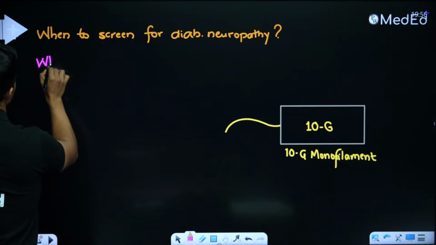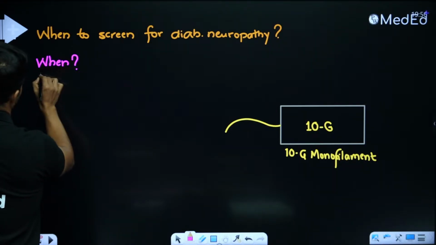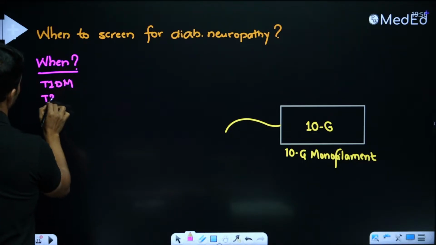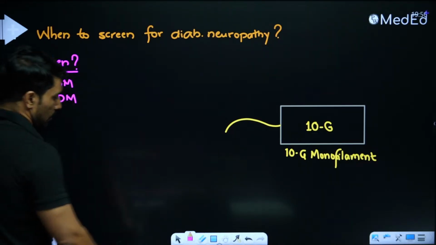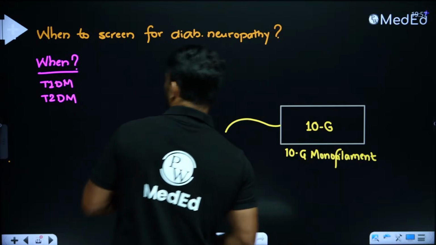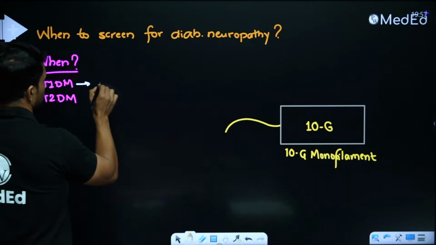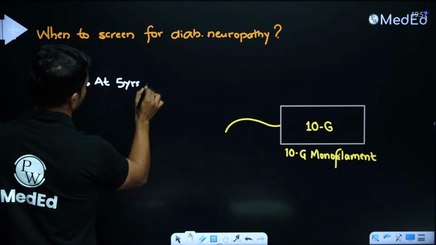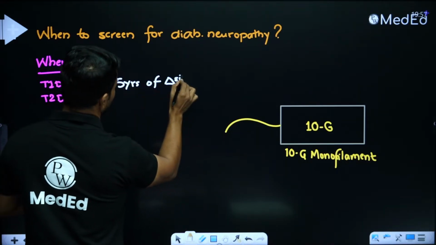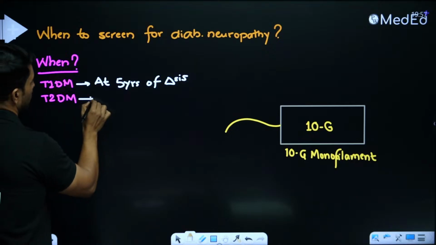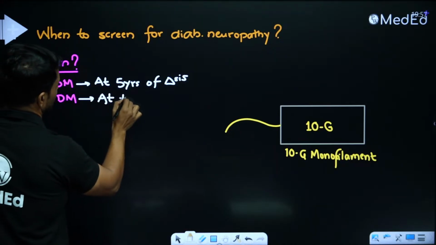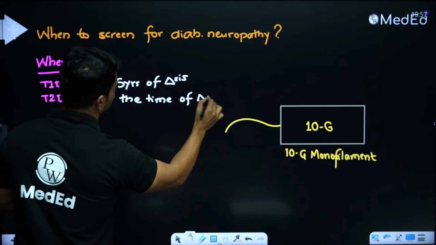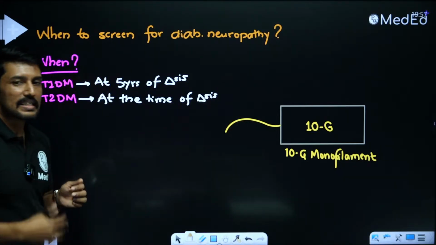The answer is pretty simple. If it is type 1 diabetes mellitus, all you have to remember is the same thing that we followed for diabetic nephropathy: at 5 years of diagnosis and then annually. But if it is type 2 diabetes mellitus, at the time of diagnosis, the very day you diagnose it, you have to screen.